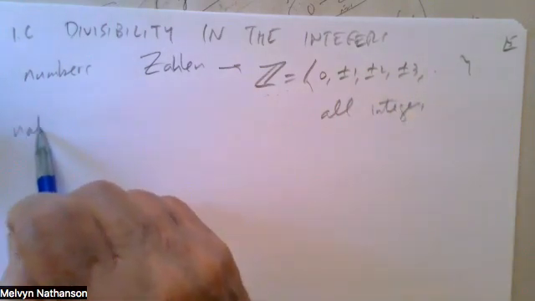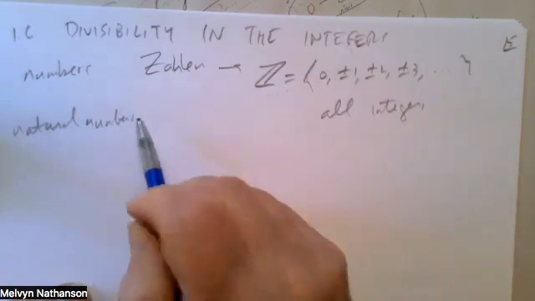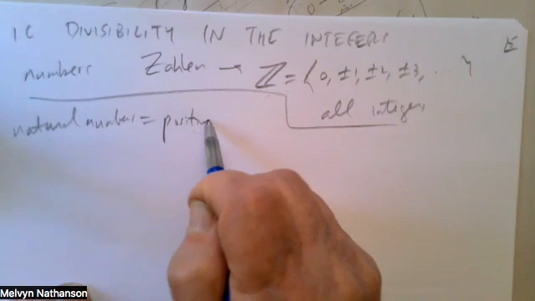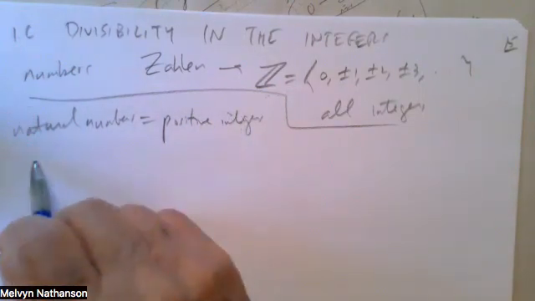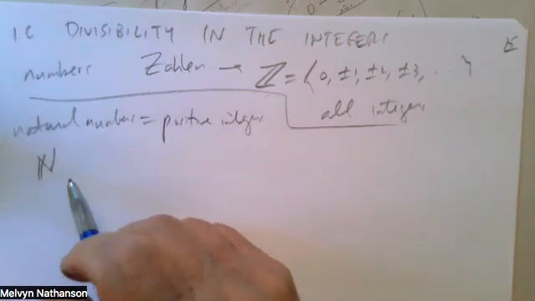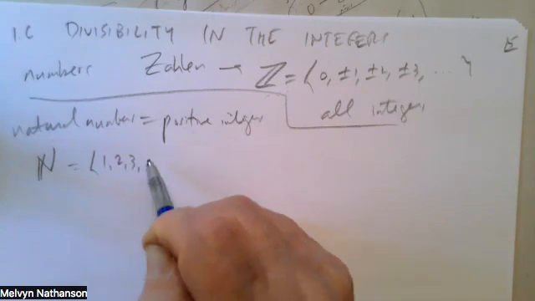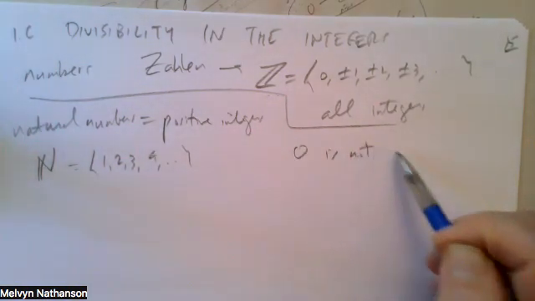And what are sometimes called the natural numbers are the positive integers. And that's often denoted by this boldface letter N. So this is the set of just the positive integers, 1, 2, 3, 4, 5, and so forth. 0 is not positive.